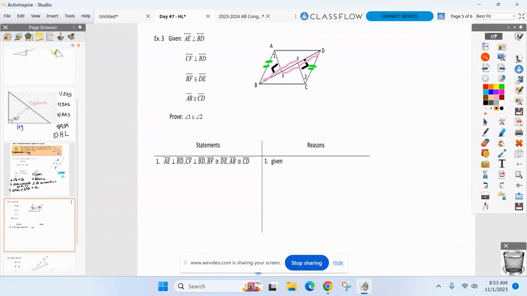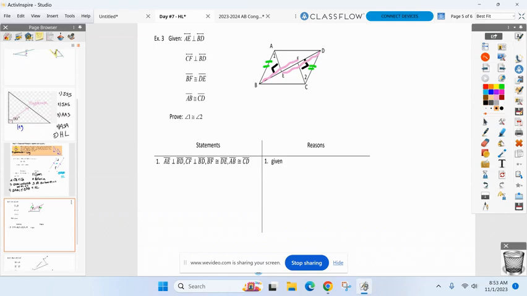All right, let's make a plan together, please. First thing, look at the proof statement. What are we asked to prove here? 1 congruent to 2. 2 days ago, we talked. 1 will never be congruent to 2 unless what's congruent first? What's got to be congruent first before 1 and 2? The triangles that contain 1 and 2.